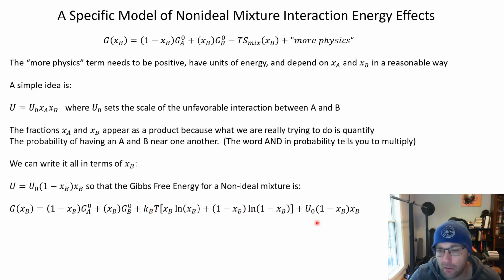T times the entropy of mixing, so that's that complicated logarithm term that we got by doing the two-state multiplicity problem. And then we just tack on this unfavorable energy term, right, that has a scale u sub 0, and it depends on x sub b. Importantly, it depends on x sub b quadratically, right? So whereas the isolated state contributions are linear in x sub b, this unfavorable term is quadratic. All right. So this is a really important formula because this is basically the free energy for a non-ideal mixture. So I probably should have put a box around this.